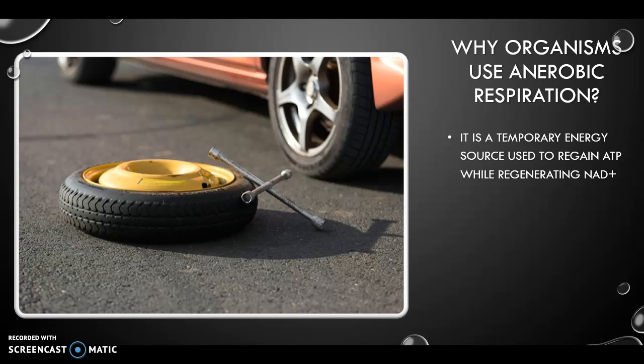Why do organisms use anaerobic respiration? It is a temporary energy source used to regain ATP while regenerating NAD+. Similar to donut tires, you are only supposed to use anaerobic respiration for a temporary amount of time. Otherwise, like a car with a donut tire, it will undergo much damage. The body would not be able to continue its function if anaerobic respiration was continued.